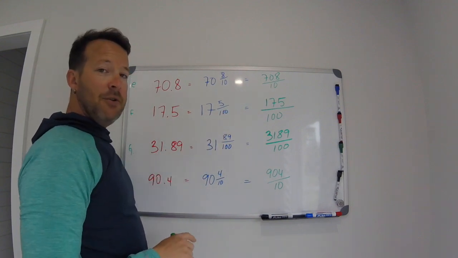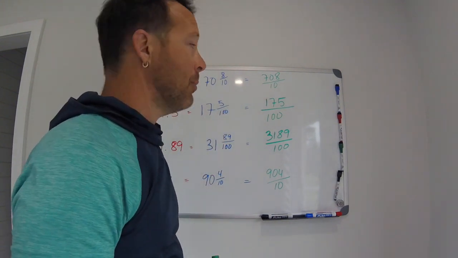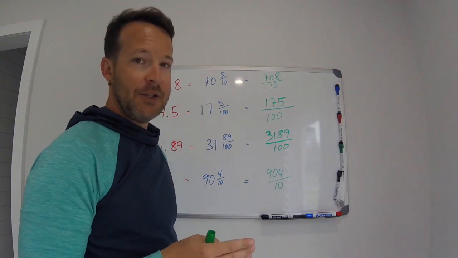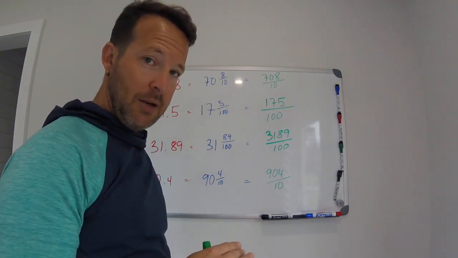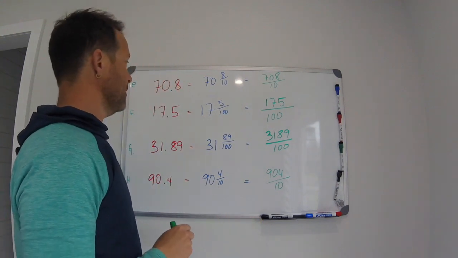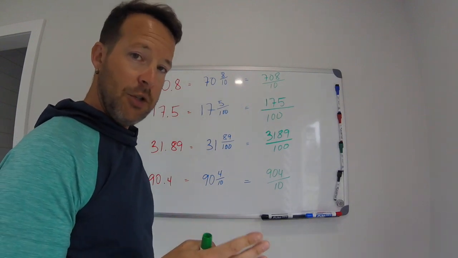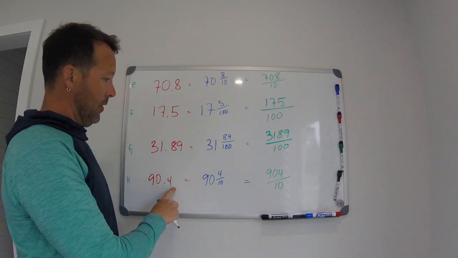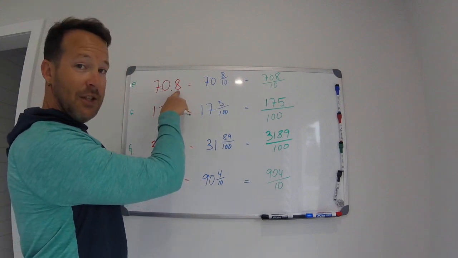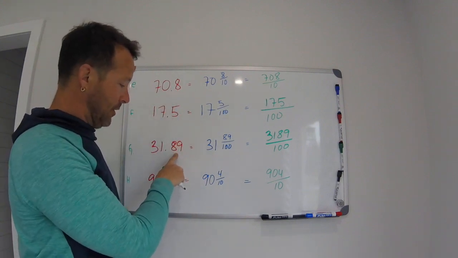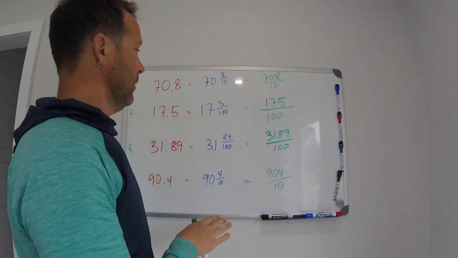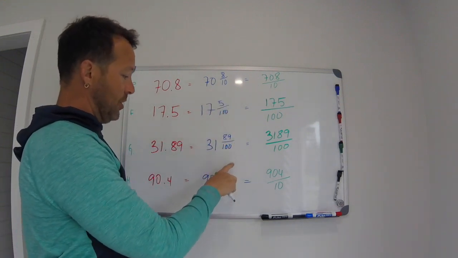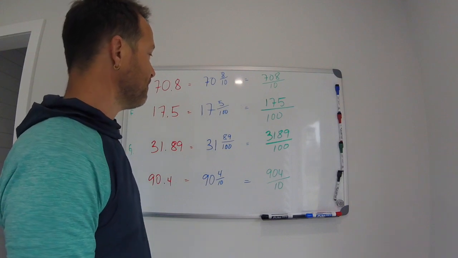Okay, step number 2 is to convert that into an improper fraction, and they're asking us to write it either over 10 or over 100. So how do we know which to use? Well, our decimal tells us. So if it is a single digit, it's over 10, and if it's a double digit, it's over 100. Okay, so that's how we know which denominator to use.